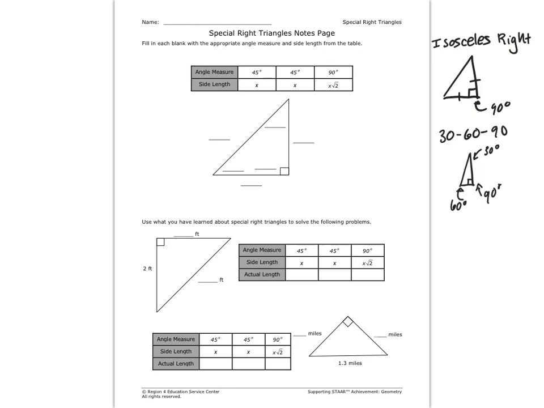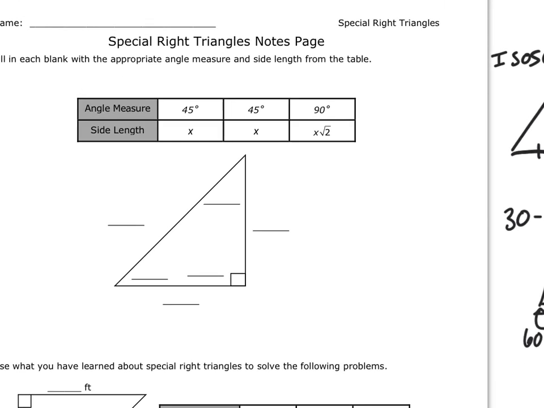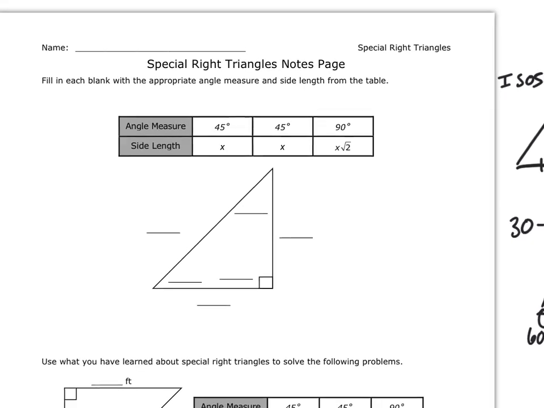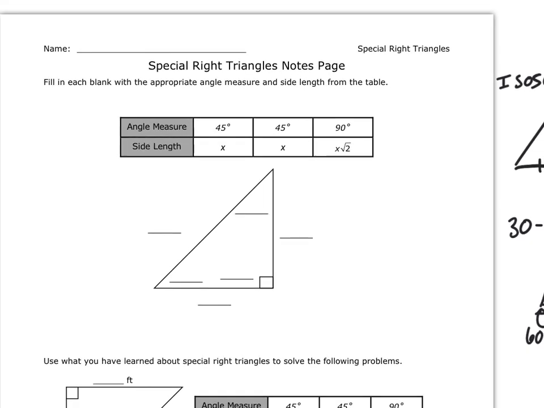The other type of special right triangle is a 30, 60, 90 degree triangle. It has one angle that measures 30 degrees, another that measures 60, and another that measures 90. So now let's look closer to figure out what's special about these types of triangles. We'll start out by looking at our isosceles right triangle. It's also called a 45, 45, 90 triangle.